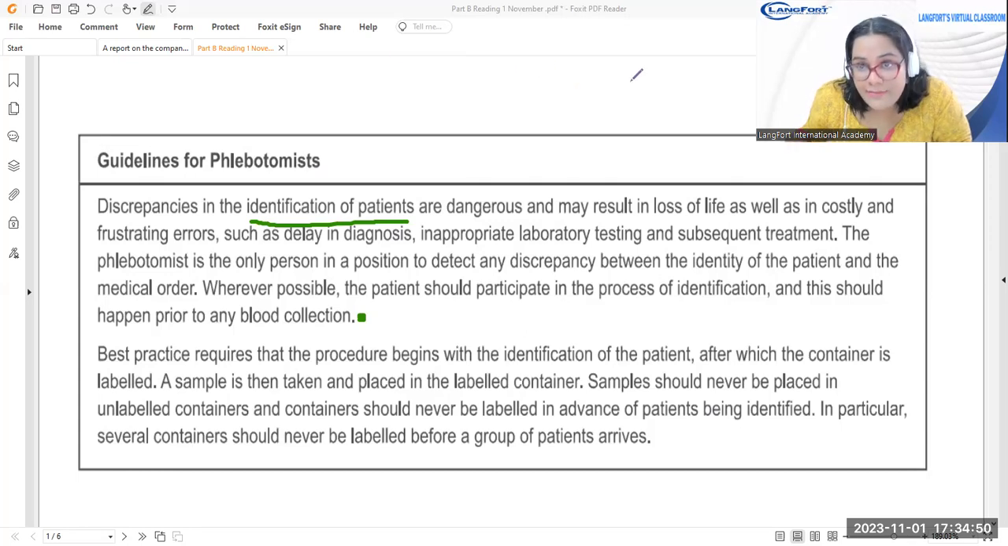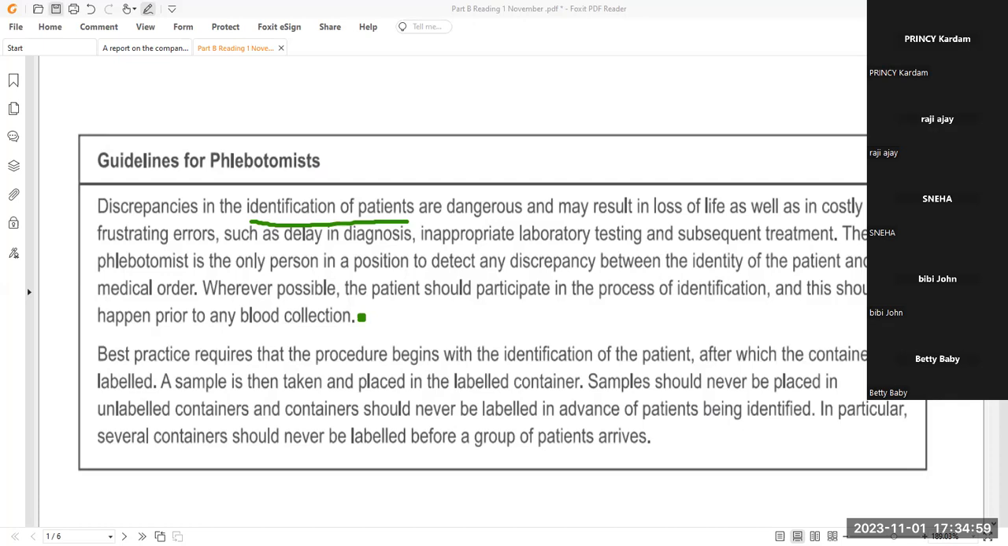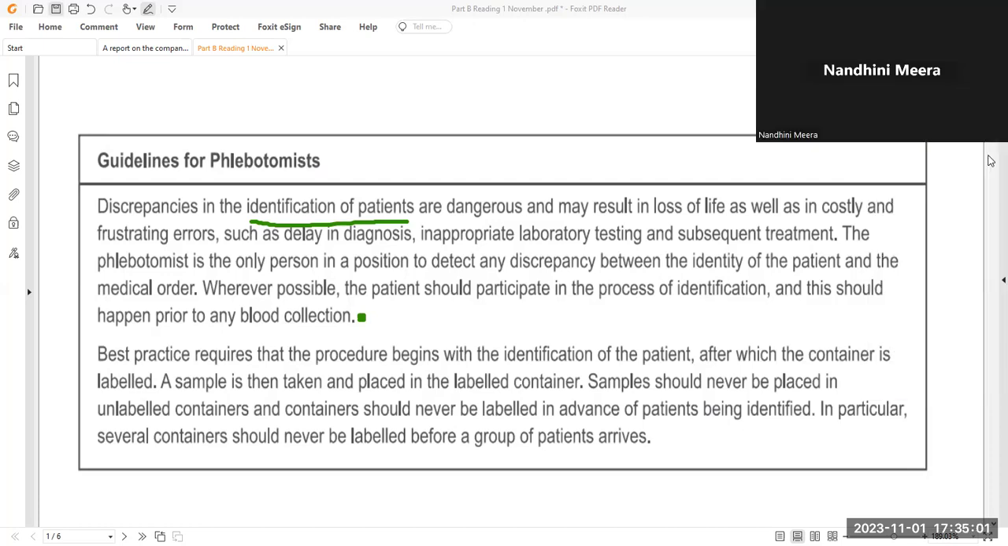Are you guys clear? All of you go through it. I want all of you to be clear with the extract. Nandini, Reshma, Preeta, Jinu, BP, others, are you clear? Sneha, Raji, Princey, are you clear? Yes, ma'am. Clear.